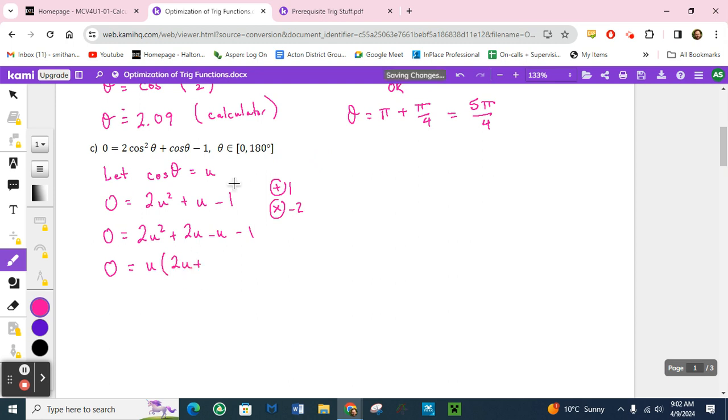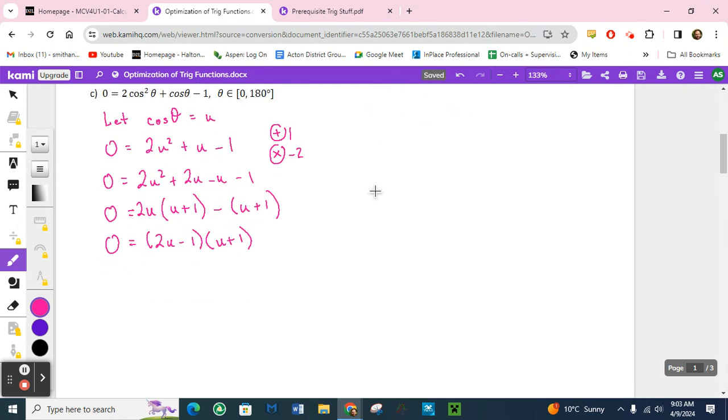Oh, and excuse me. I can factor out a 2 from those first two terms, can I? 2u times u plus 1. I can factor a negative 1 from the last two terms. I'm left with u plus 1. Hey, things are looking good. 0 equals 2u minus 1 times u plus 1. However you like to factor, factoring is a reasonable expectation for you guys in this course.